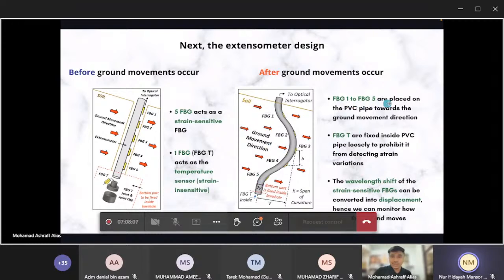So FBG1 and FBG5 are placed on the PVC pipe towards the ground movement direction here. Like I said just now, due to the change in length of the pipe, the FBG would be able to measure strain and translate it into displacement. The wavelength shift of the strain-sensitive FBG can be converted into displacement. Hence, after converting it into displacement, we can monitor how much the ground moves.